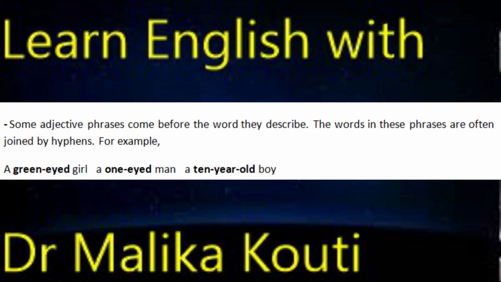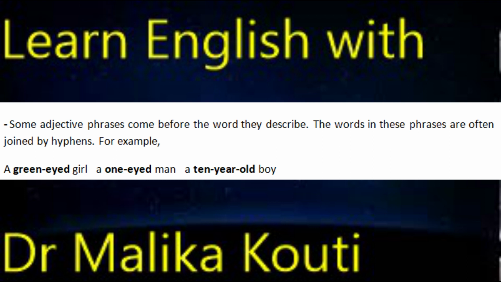A green-eyed girl. So green-eyed is an adjective phrase. Another example, a one-eyed man. So one-eyed is an adjective phrase. A 10-year-old boy. 10-year-old is an adjective phrase, and all of them come before the words they describe.